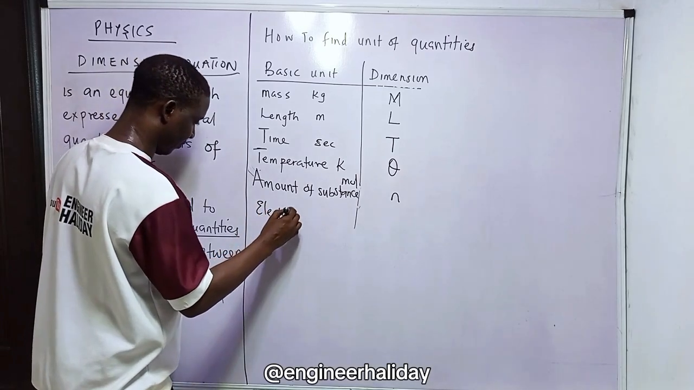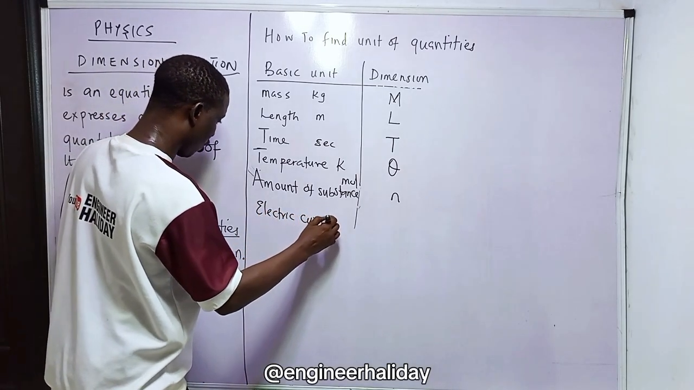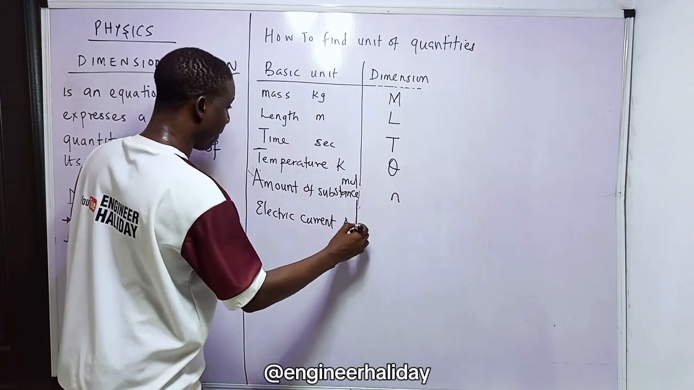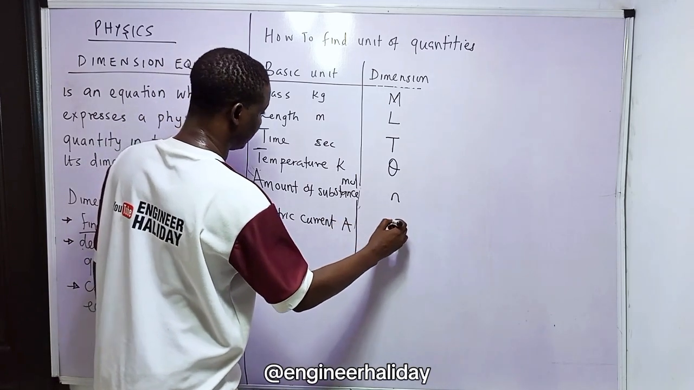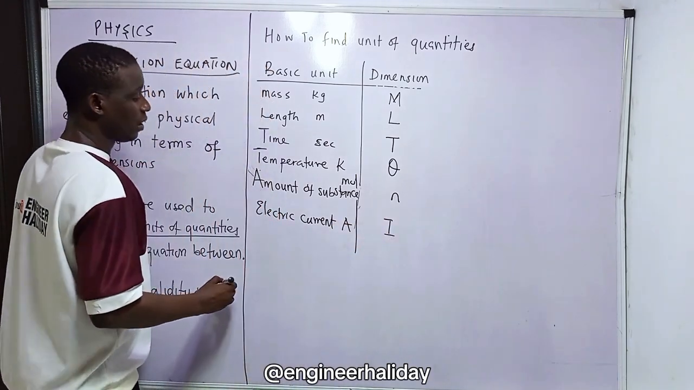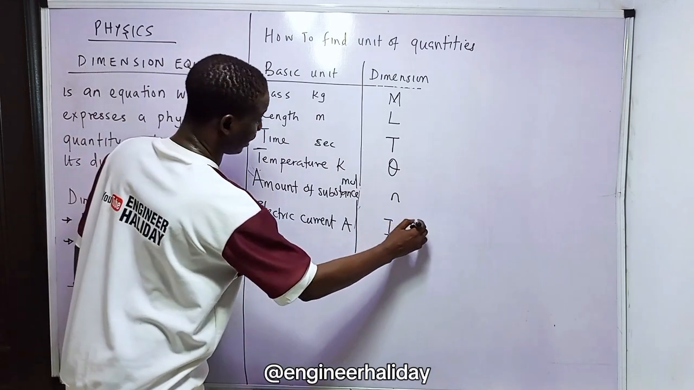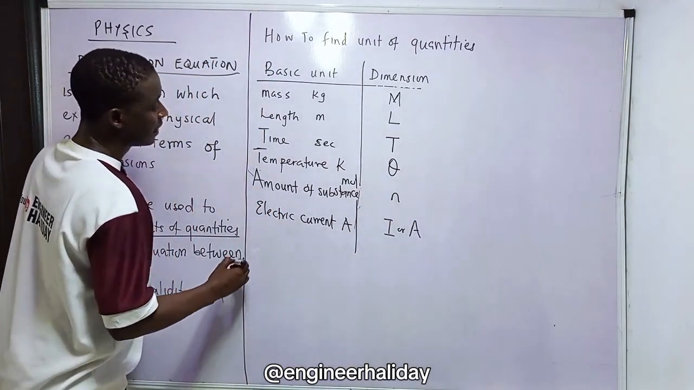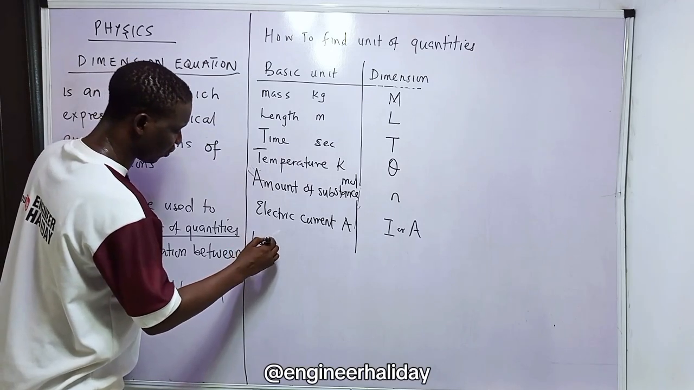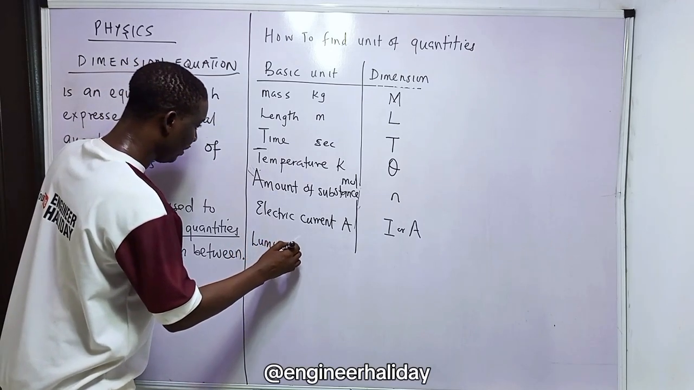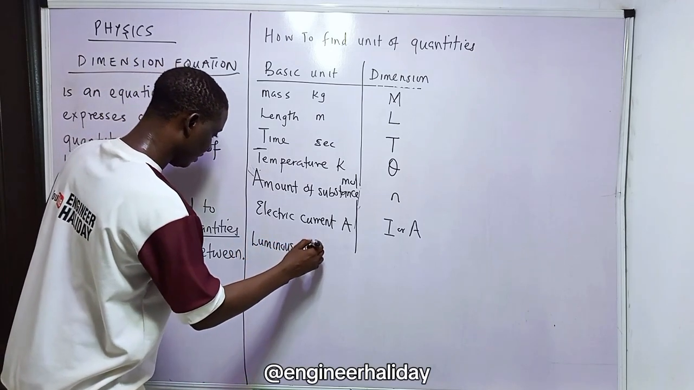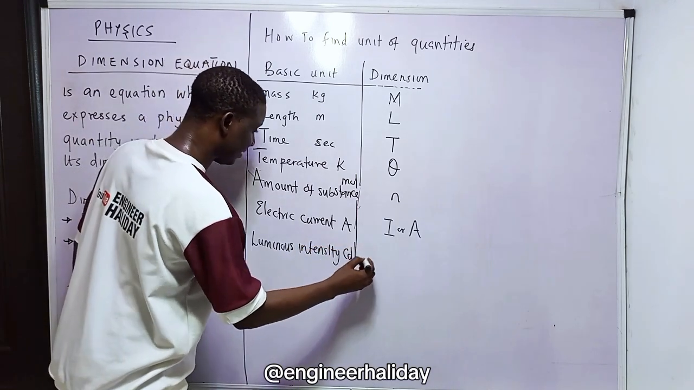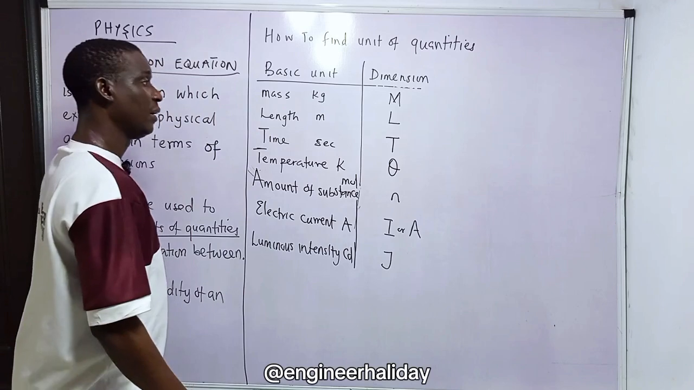Then we have electric current. Go and watch the video, we have given all this. The unit is ampere, and the dimension is I. Sometimes we use capital letter A, it doesn't matter, but what is common is I. Then luminous intensity, the unit is CD, and the dimension is J. Please take note of that.